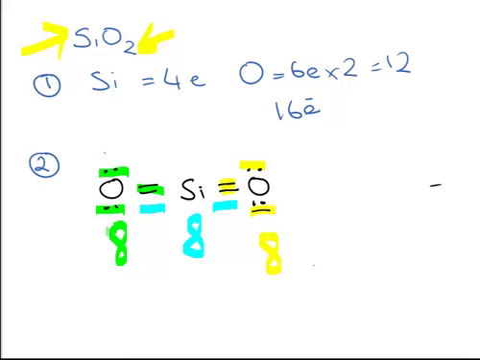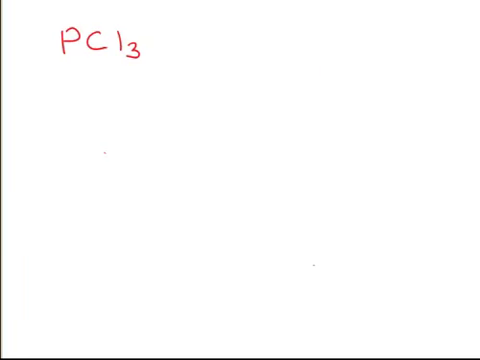This is quite a difficult one, and it's exactly the same as carbon dioxide. That's because carbon, like silicon, also has 4 electrons in its valency shell. Now on to the next example.